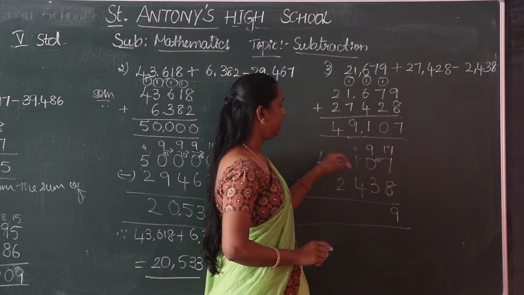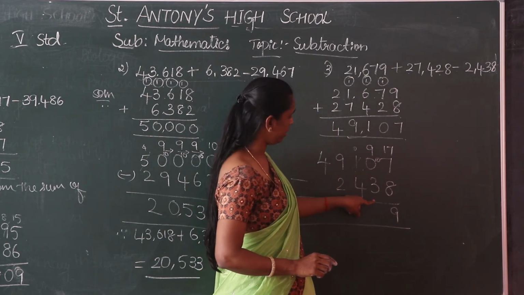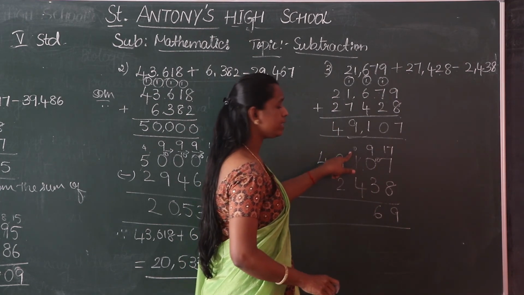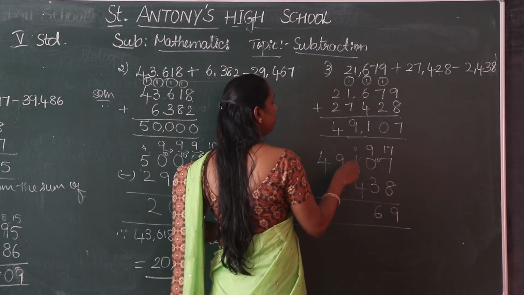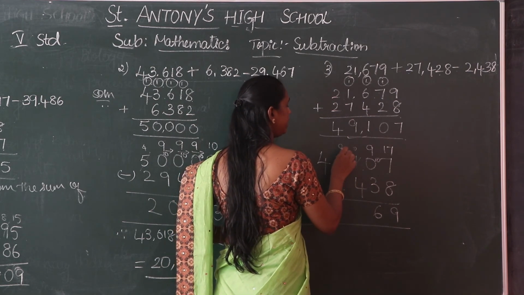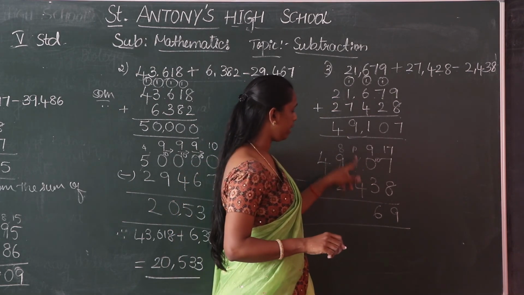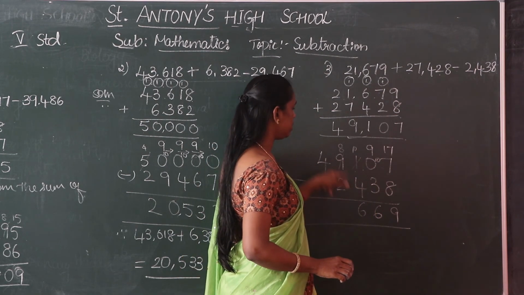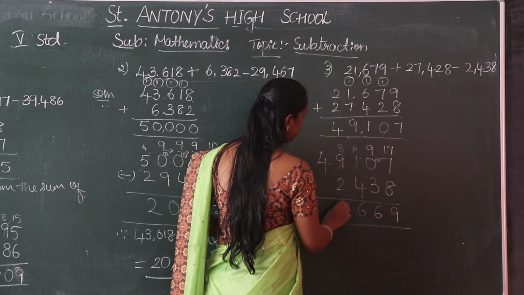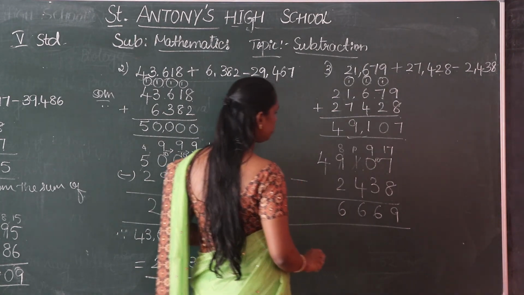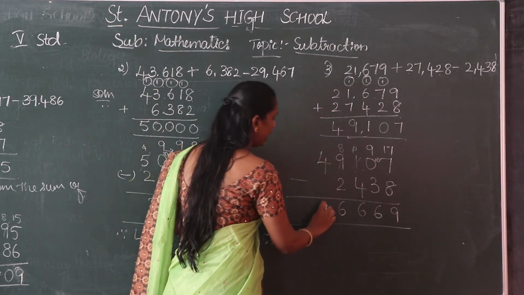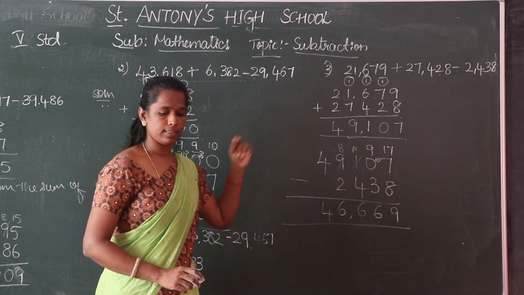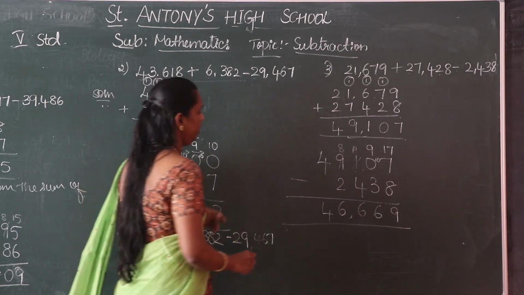9 minus 3, 6. Here 0 is there. Take borrow from the 1,000 place. This becomes 8. This 0 becomes 10. 10 minus 4, 6. 8 minus 2, 6. Then 4 as it is. Therefore, the final answer is 46,669.